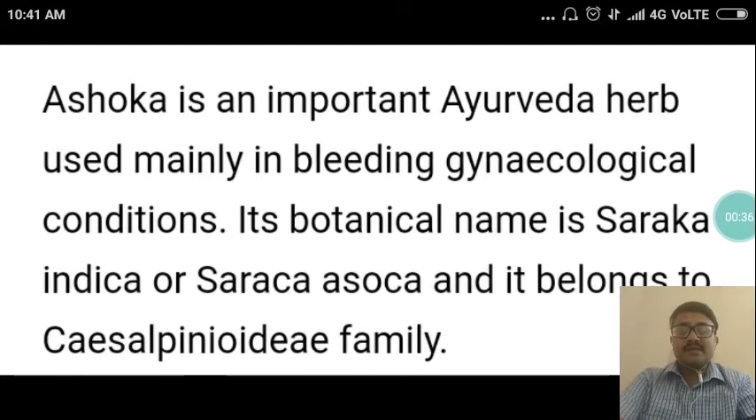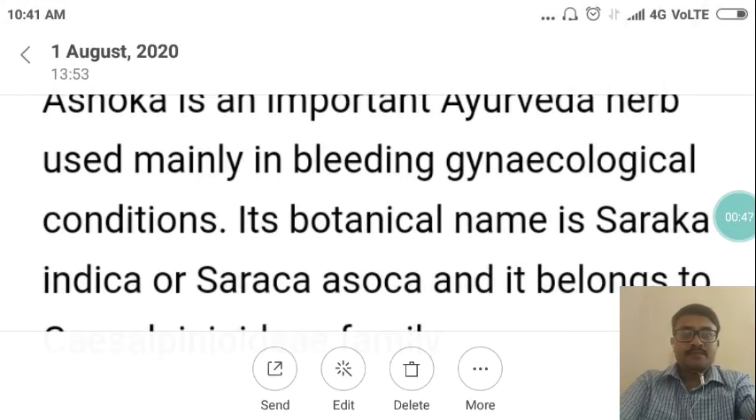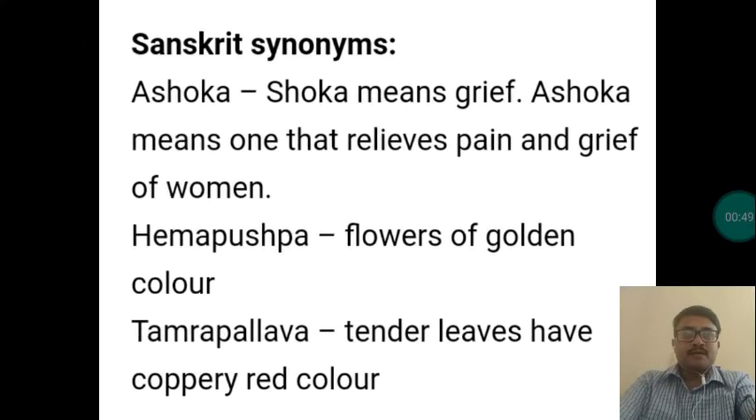Its botanical name is Saraca indica or Saraca ashoka, and it belongs to Caesalpinidae family. Now the Sanskrit synonyms are Ashoka. Shoka means grief or sadness. Ashoka means one that relieves pain and grief, especially of women.